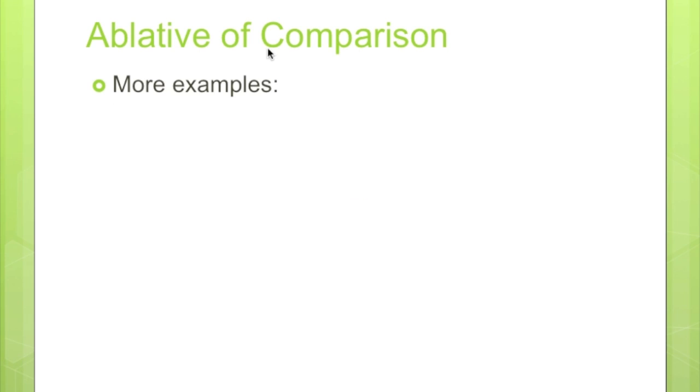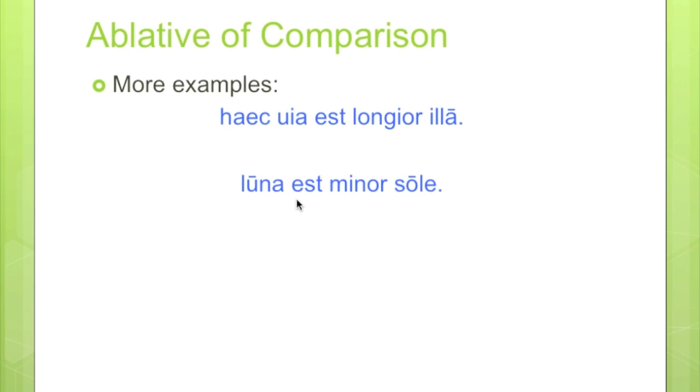Here's some more examples of the ablative of comparison. Haec via est longior illa. This road is longer than that one. Luna est minor sole. The moon, luna, est, is minor, smaller, sole, than the sun. The word for sun is sol, solis, masculine, and this is the ablative, and it has the sense of than here.